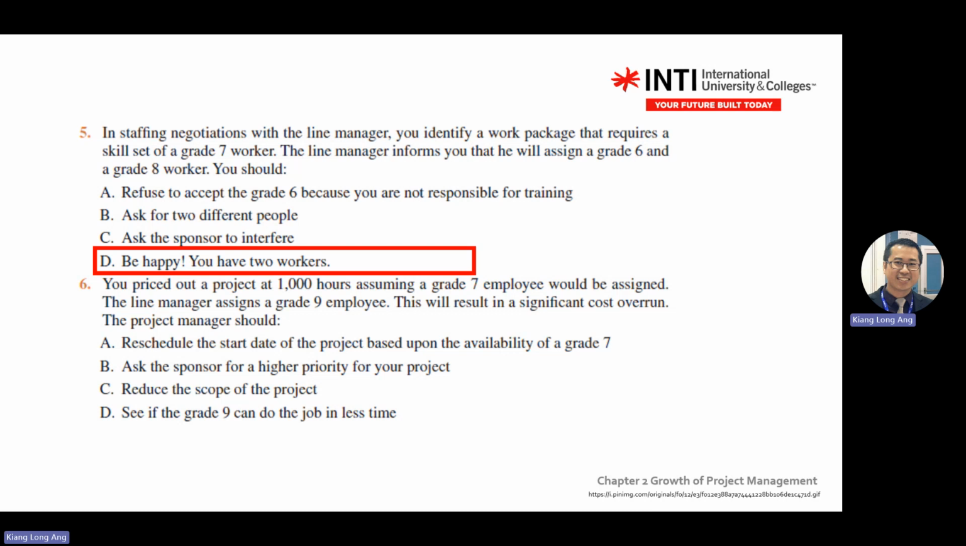Okay. You price out a project at 1,000 hours, assuming a grade 7 employee would be assigned. The line manager assigns a grade 9 employee, which will result in a significant cost overrun because higher grade is more expensive. They count it like per hour, like 50 ringgit per hour. If you're a higher grade, then more expensive. The project manager should what? D, see if a grade 9 can do the job in less time. Yes. Okay. So your job as a project manager, you negotiate, you reduce conflicts.